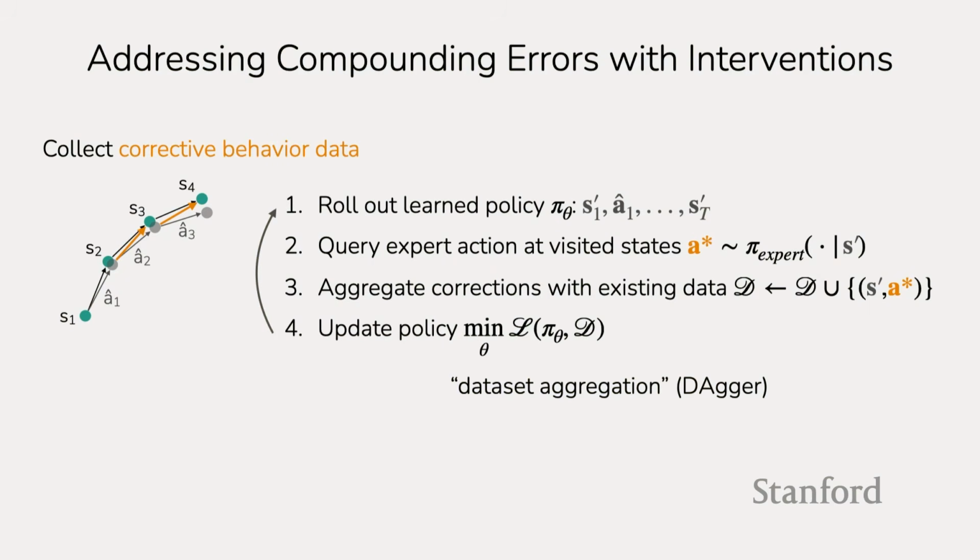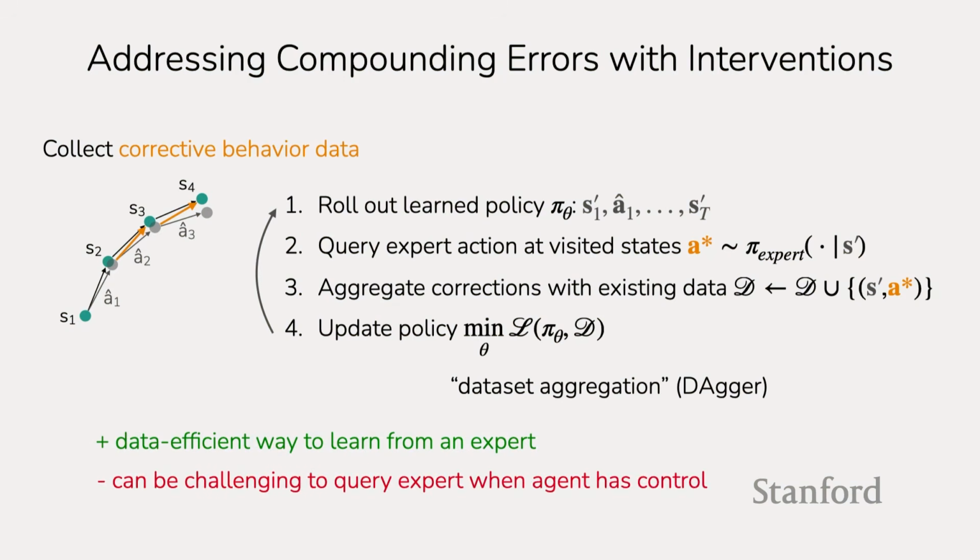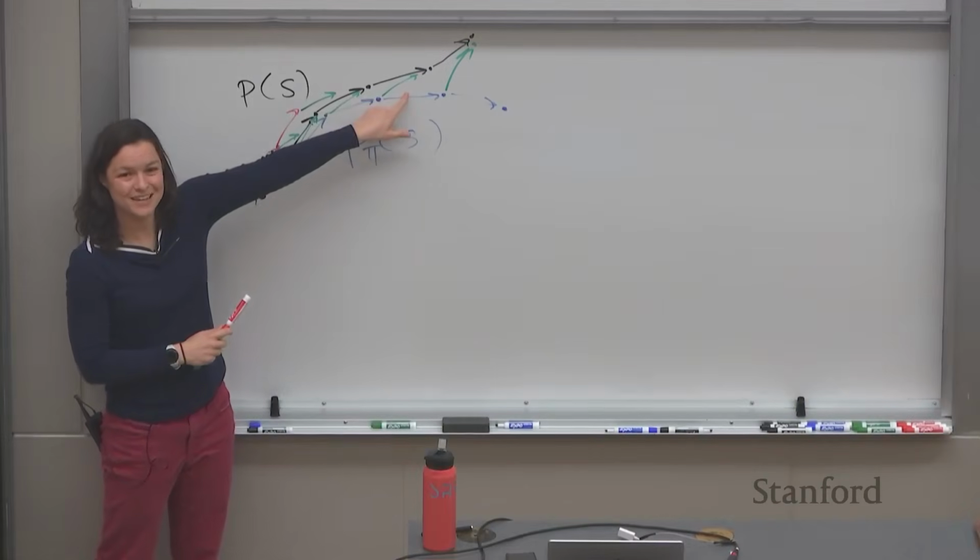And so this is a sort of repetitive process. This name has a terrible algorithm because it's not very descriptive, but it's called dataset aggregation, or DAGGER, because you're aggregating data. It's important and helpful to know terminology, but I think this was a bad choice. And it's a data efficient way to learn from an expert, but it can be hard to query an expert. And so getting these green actions can be a little bit tricky.